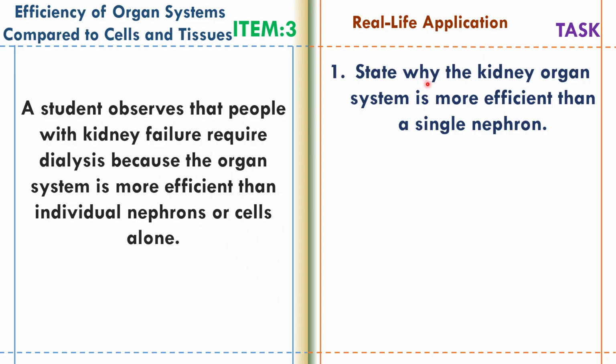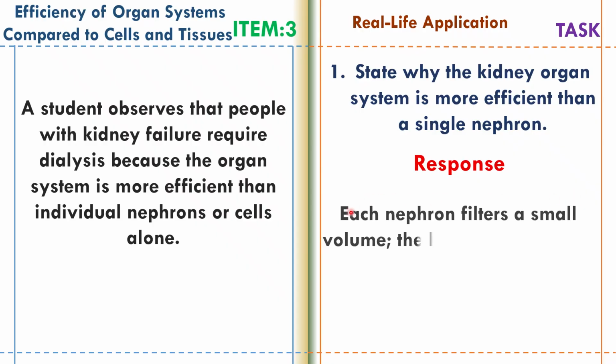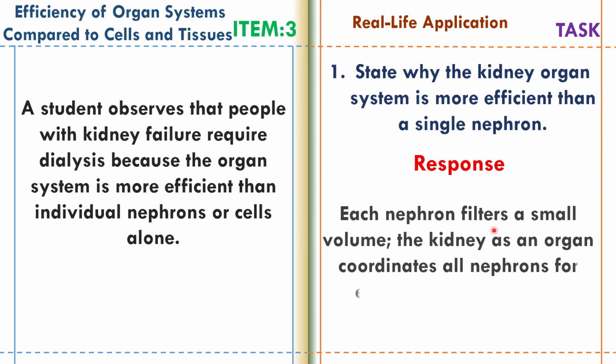State why the kidney organ system is more efficient than a single nephron. Each nephron filters a small volume. The kidney as an organ coordinates all nephrons for efficient waste removal.